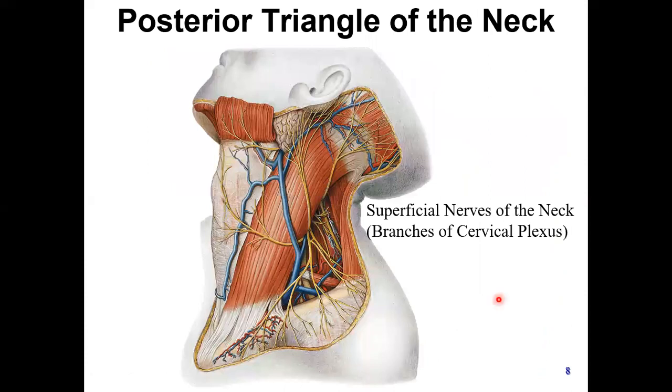Okay. Superficial nerves of the neck, branches of the cervical plexus. Oh, we literally just talked about that. So this is just another picture showing it a bit deeper. Again, here's your sternocleidomastoid muscle. And then the nerves coming off for that cutaneous innervation.